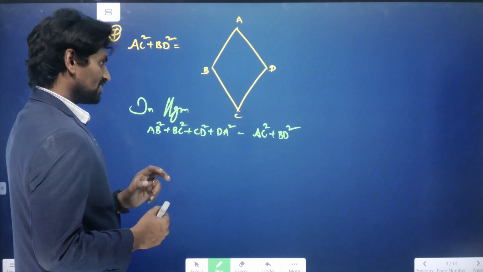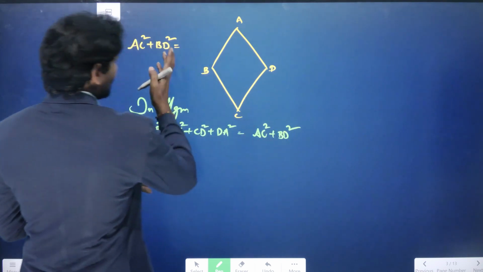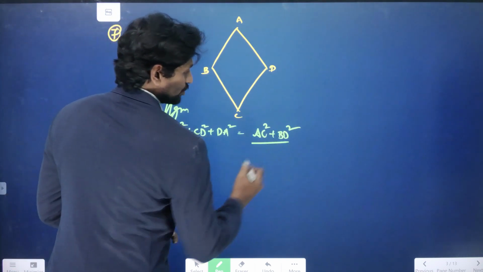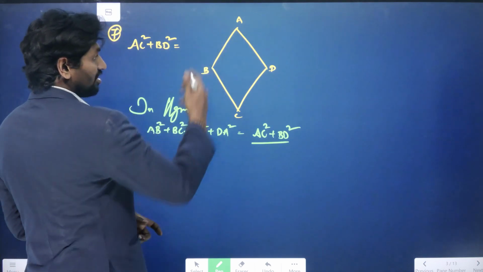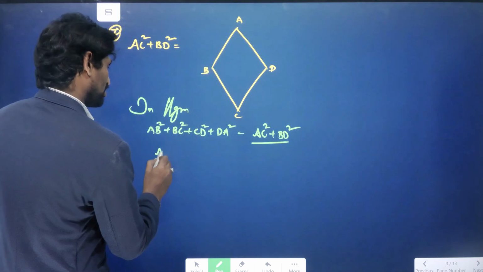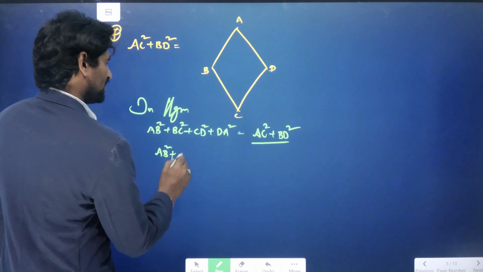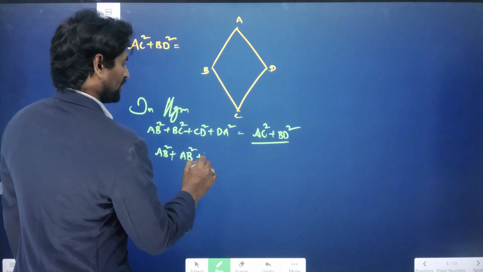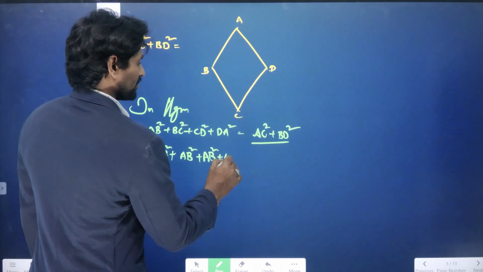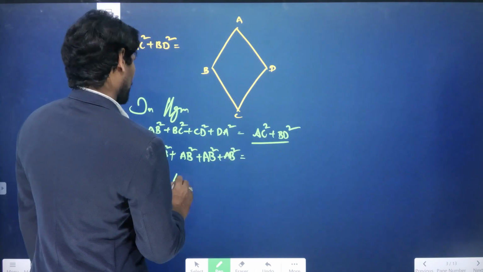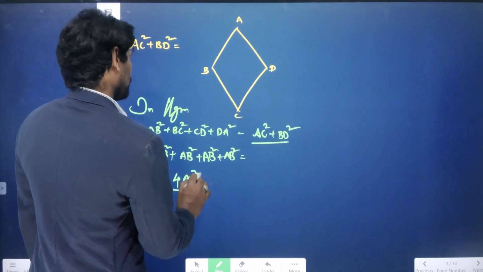Okay, so from this, according to the same condition, we can apply here AC square plus BD square. But in a rhombus, all sides are equal. That means in place of all the remaining sides, we can write AB square plus AB square plus AB square plus AB square. How many times? 4 times. So 4 times AB square. So this is our required answer.